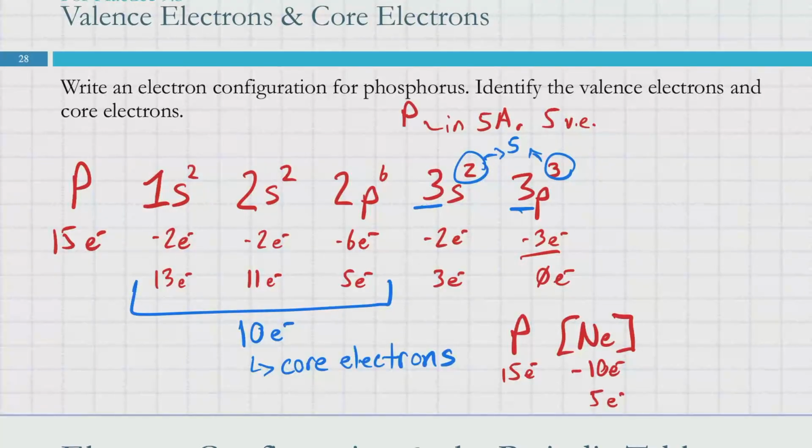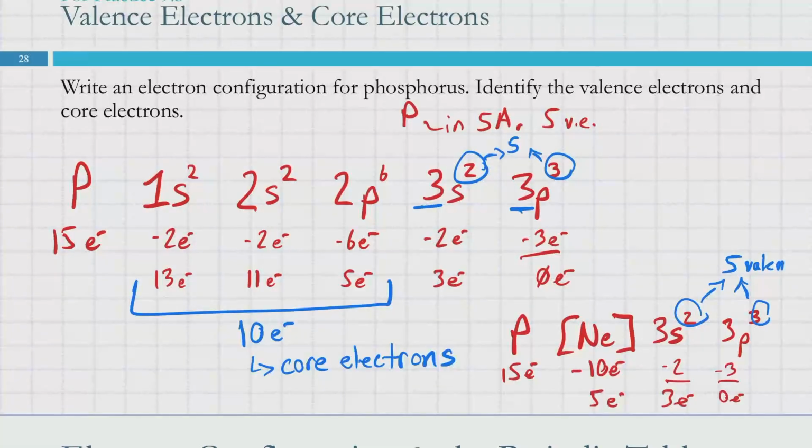We're in row 3 with phosphorus, so we'd be starting with 3s. We'd put in our 2, which leaves us with 3 left. P comes after S, so 3p3. We would get basically the same electron configuration. We just get to skip a little bit with the neon. We would do the same 2 plus 3 for 5 valence electrons, and then the number of electrons that neon has is our number of core electrons.